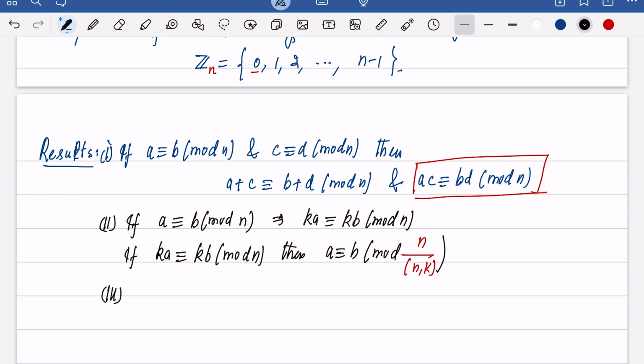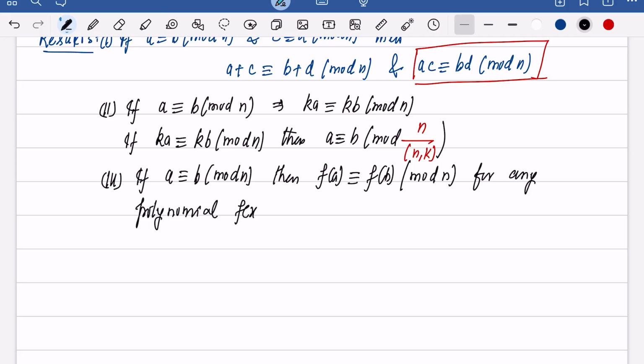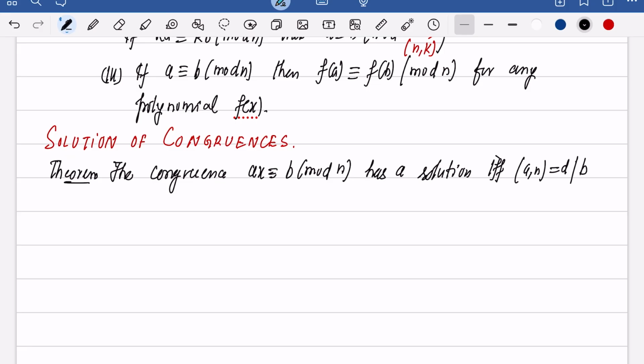And the third nice result that we want to mention here is that if A is congruent to B modulo n, then f of A is congruent to f of B modulo n for any polynomial f of x. So that is the property of polynomials, that they preserve congruences. Now let's come to the solution of congruences. The congruence Ax congruent to B modulo n has a solution if and only if GCD of A comma n, which is equal to D, divides B. So we have to pick up the GCD of A and n, and it should divide this B.